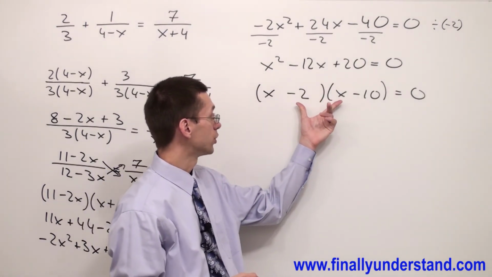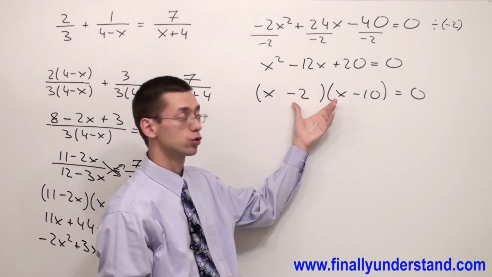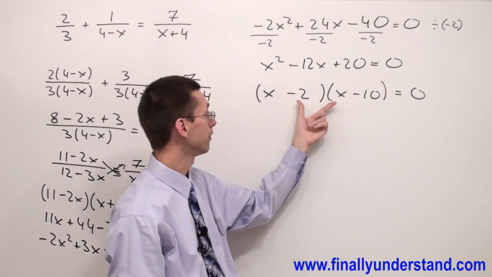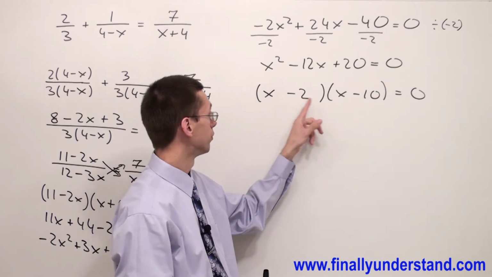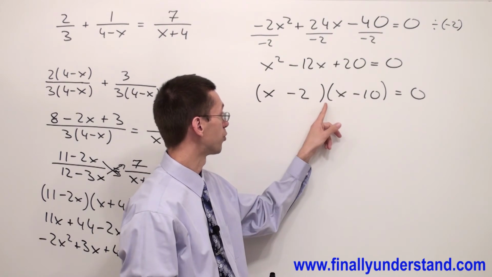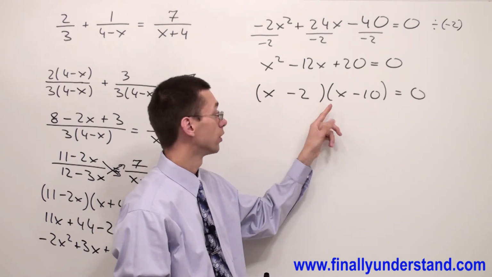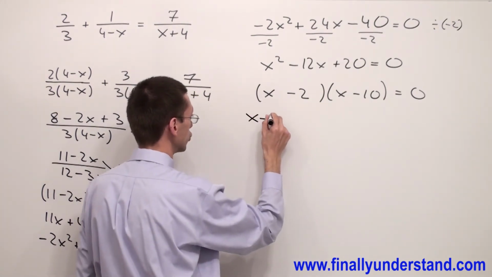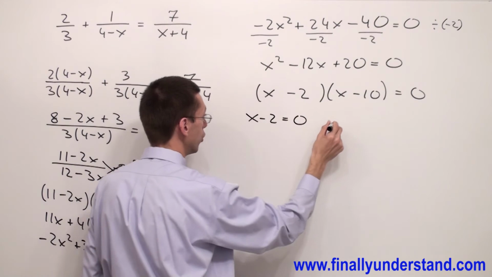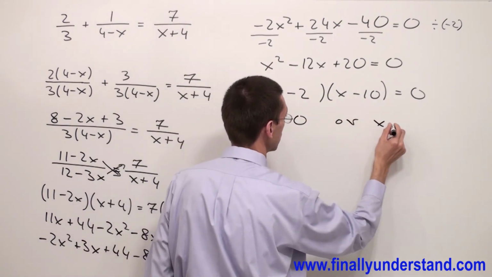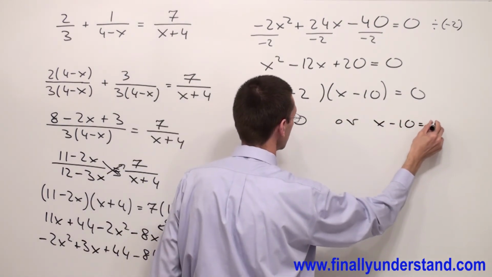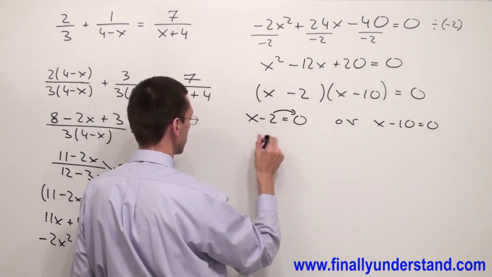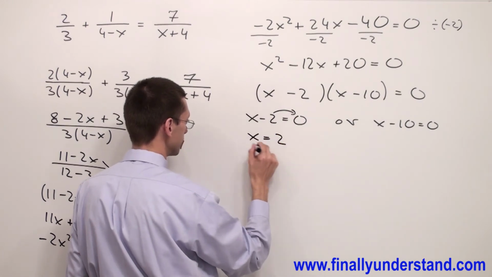Next, please notice that the left side is supposed to be equal to the right side. My right side is equal to 0. In order to make the left side equal 0, one of the factors of this product is supposed to be 0, or both. That's why I'm going to write x minus 2 is equal to 0, or x minus 10 is equal to 0. If I want to solve this equation for x, I have to move negative 2 to the right side. And I have x is equal to 2.